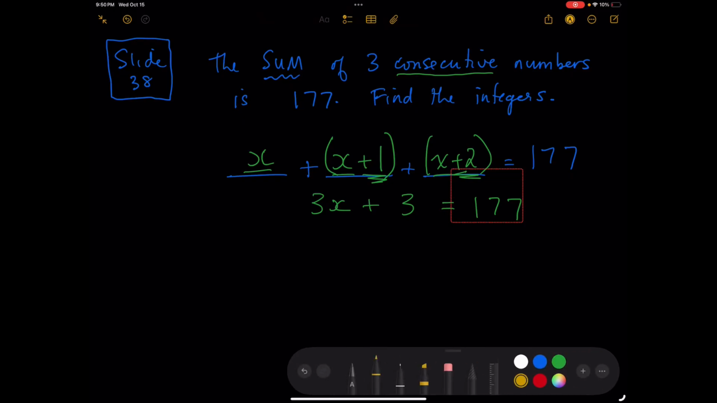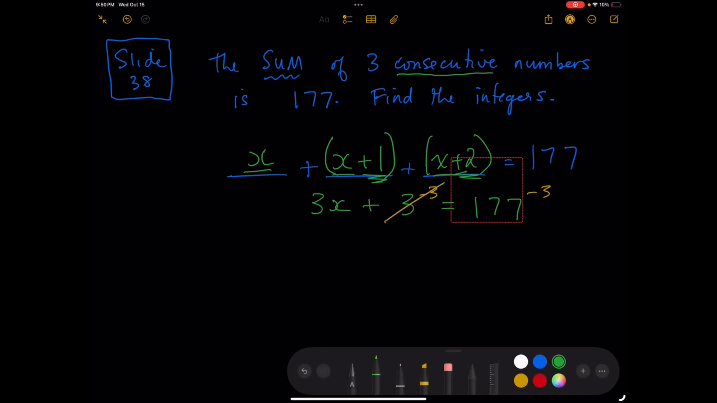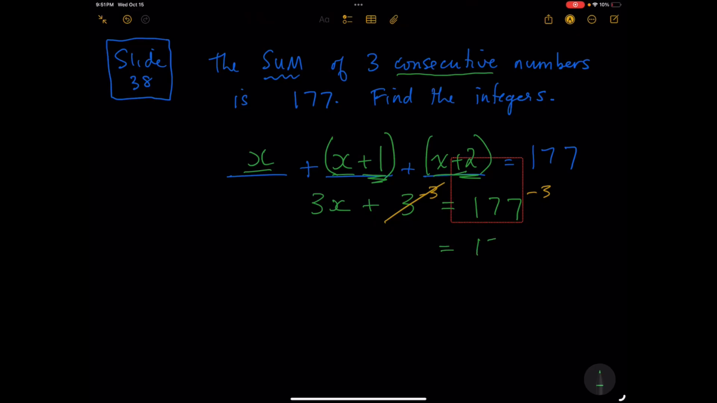All right, so we've solved these a couple of times already. We're going to take away 3 from here and 3 from here, and that gets rid of that. And on the right side, I've got 174. And on the left side, I've got 3x. 3x equals 174. And this means 3 times.